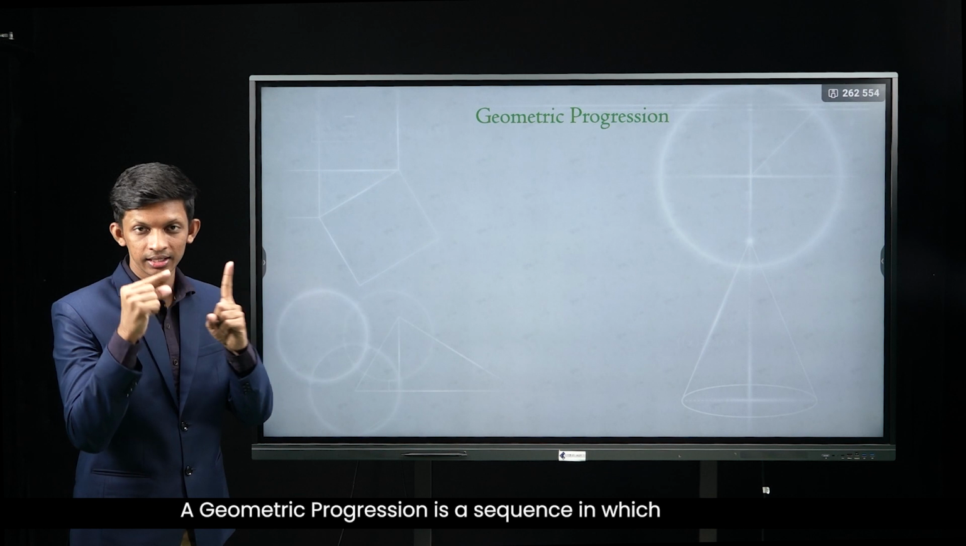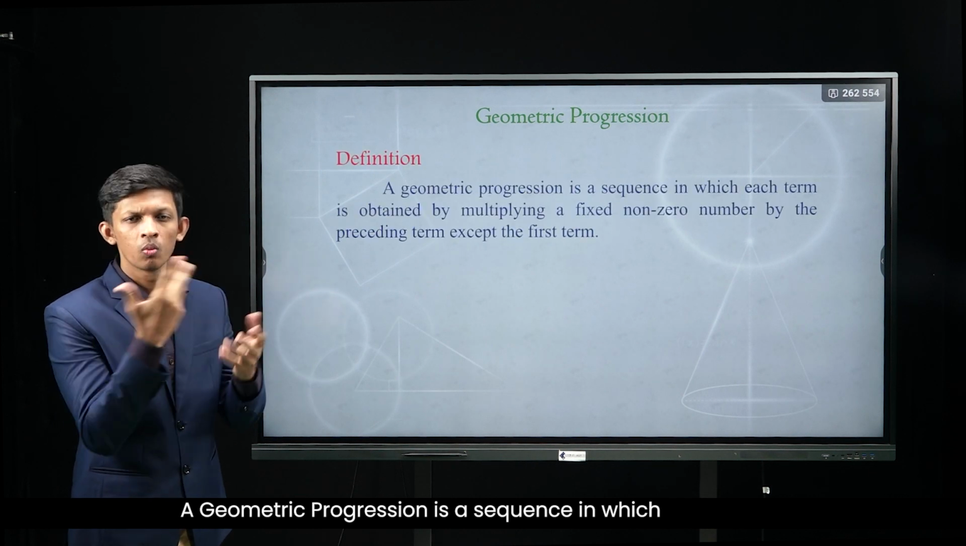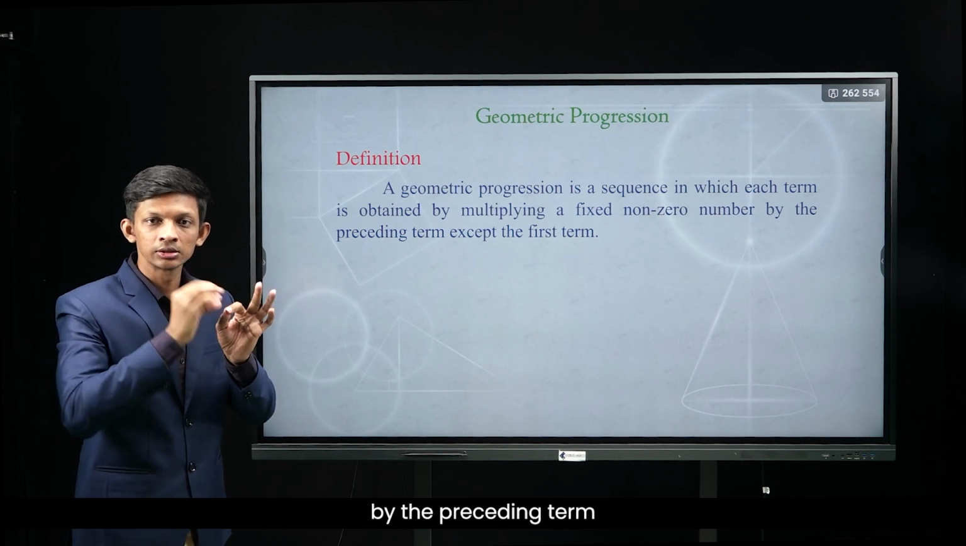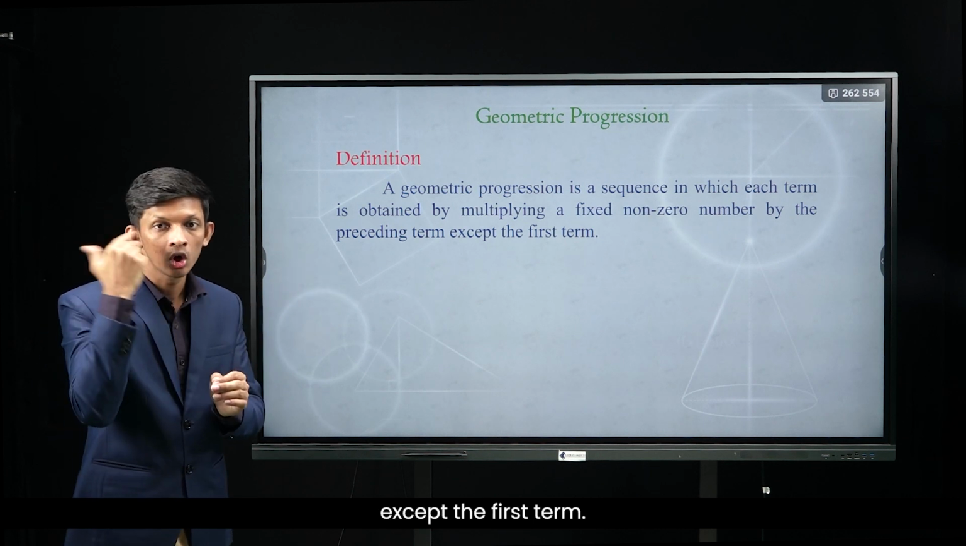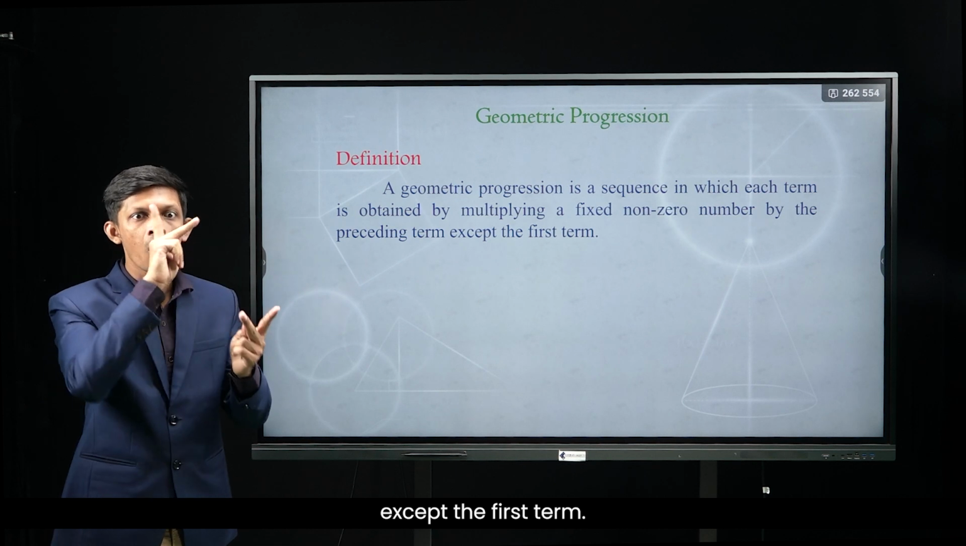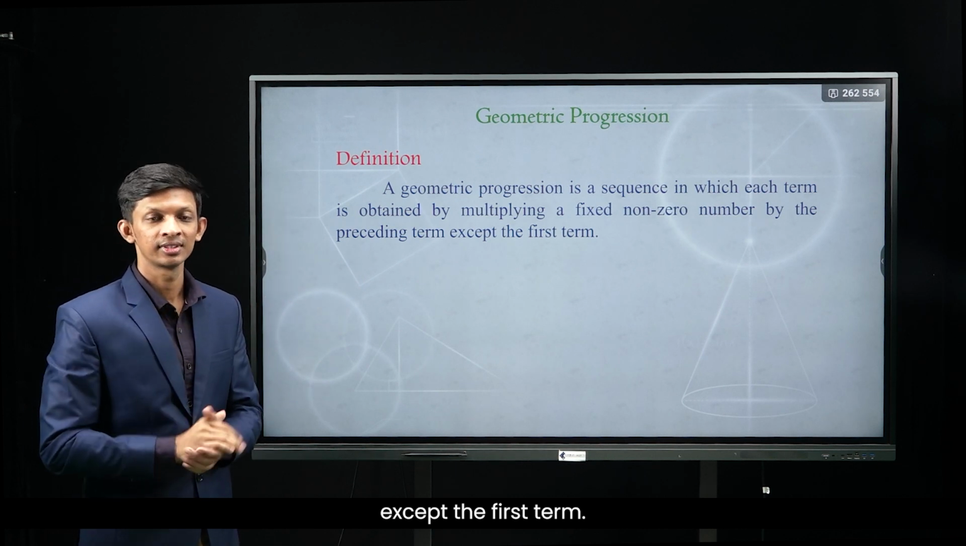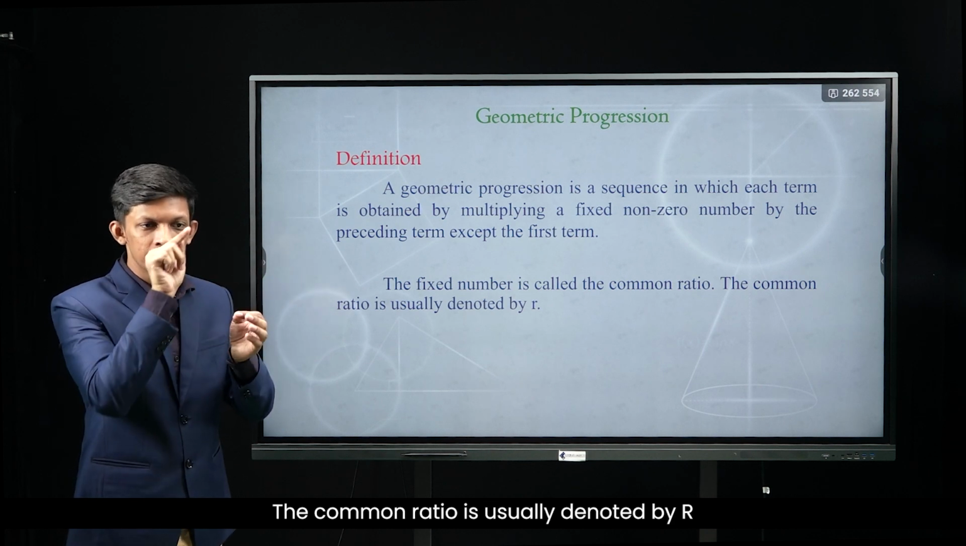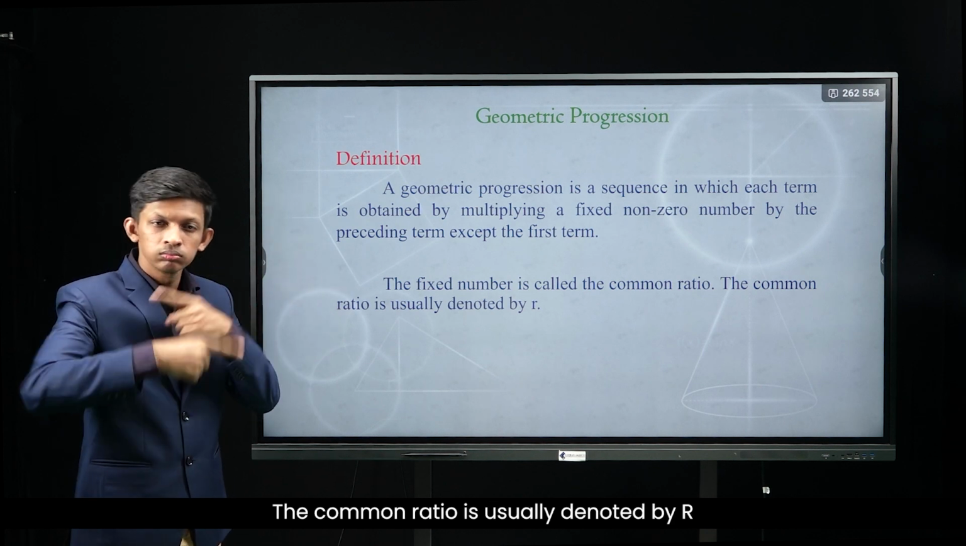Definition. A geometric progression is a sequence in which each term is obtained by multiplying a fixed non-zero number by the preceding term, except the first term. The fixed number is called the common ratio. The common ratio is usually denoted by R.